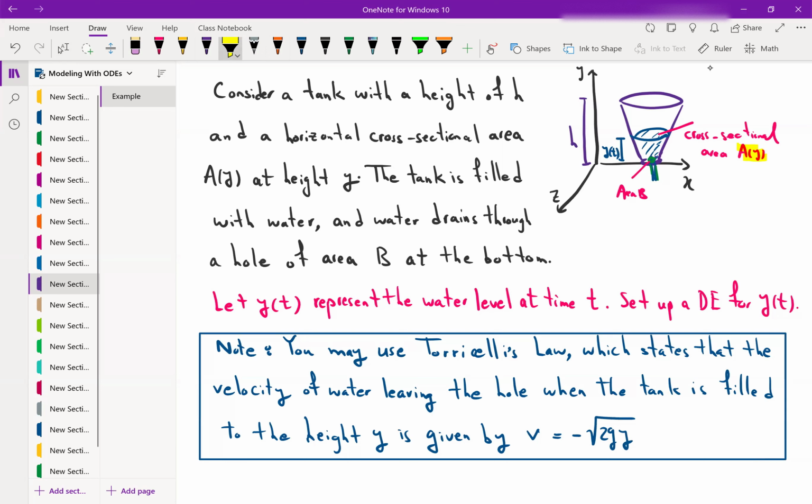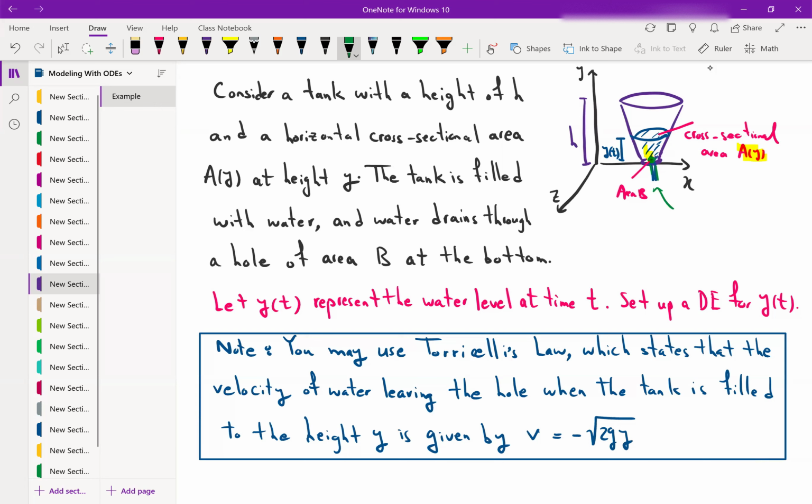The tank is filled with water, and water drains through a hole of area B at the bottom of the tank. So at the bottom of our tank, we have a hole, and the water is draining, as you can see here. The area of this hole that we have at the bottom is equal to B. Awesome. So what do we want to do here? Let y of t represent the water level at time t. Set up a differential equation for y of t.